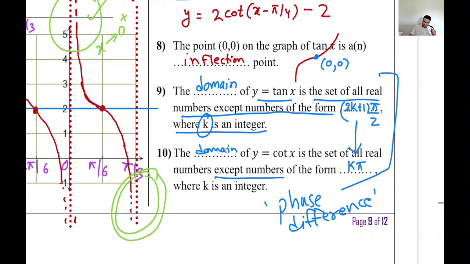As you can see here, when we talk about these asymptotes, right? The values where it is not defined, they differ by that pi over 2: odd multiples of pi over 2, even multiples of pi.